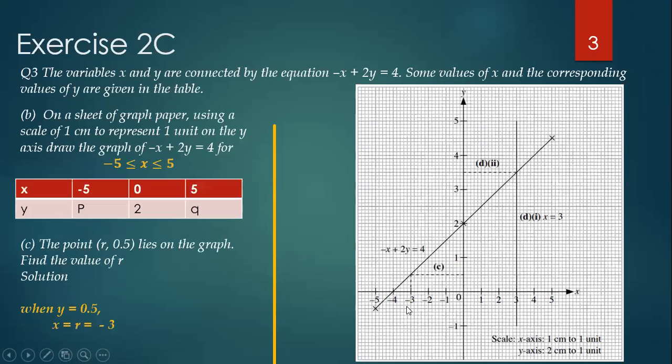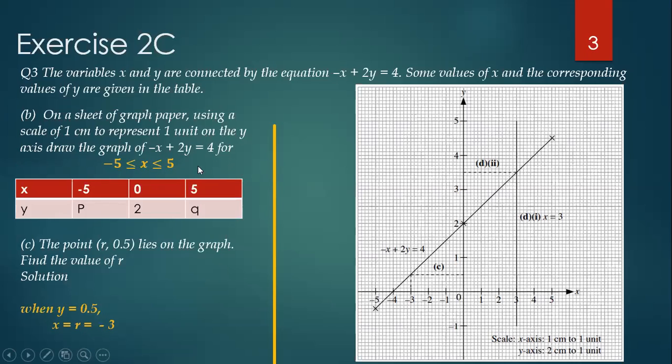Now, part B: on a graph sheet or a graph paper, using a scale of 1 centimeter that represents 1 unit, and on the y-axis draw the graph of minus x plus 2y is equal to 4 for the values of x ranging from minus 5 to 5.